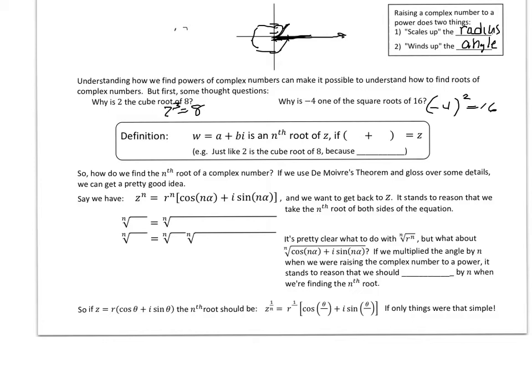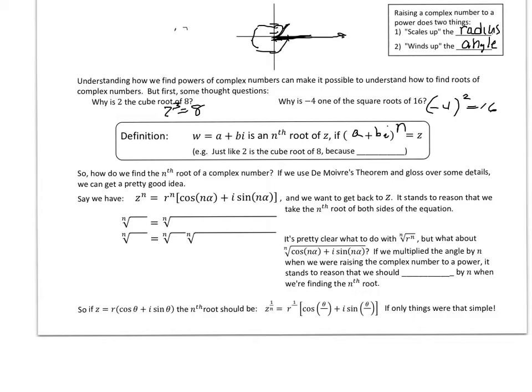So, definition: a number w, a plus bi, is an nth root of z if a plus bi raised to the nth power equals z. And again, that's just like 2 is the cube root of 8 because 2 cubed equals 8. So if a plus bi to the nth equals z, then a plus bi is one of the roots of z.